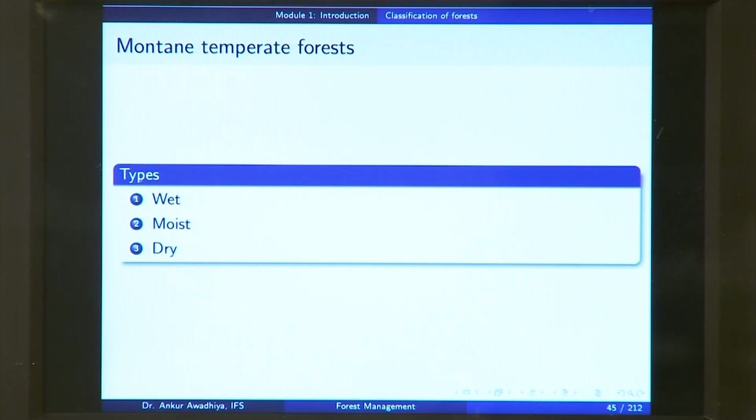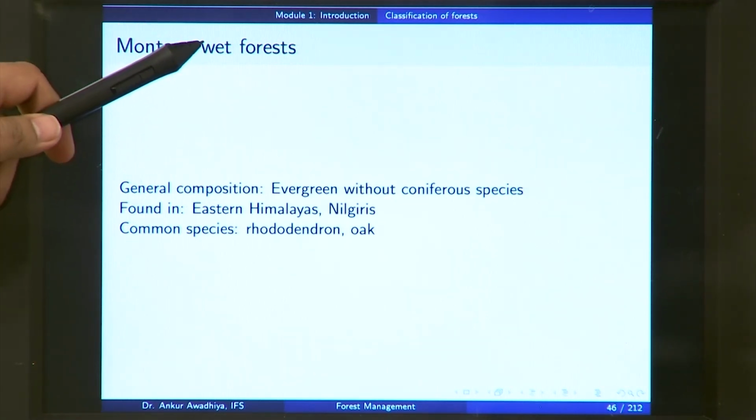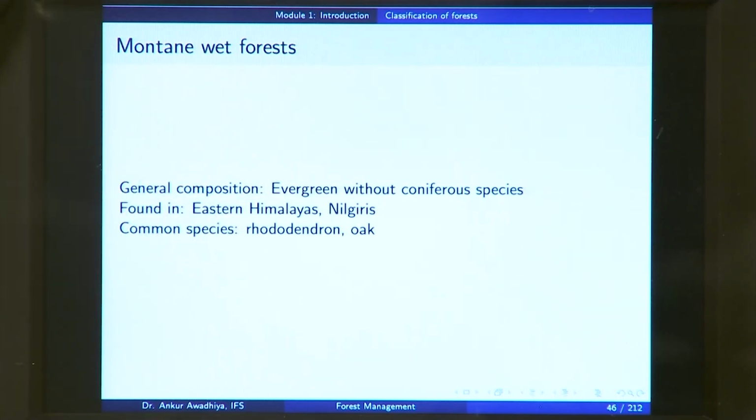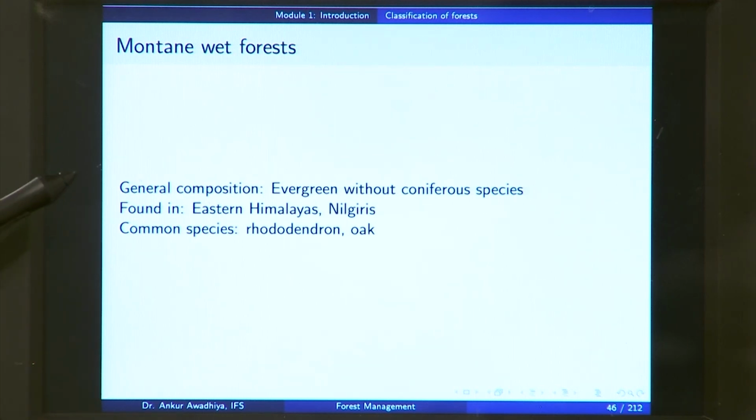So, we find these forests growing in mountainous areas with temperate climates, neither very hot nor very cold, and depending on the rainfall you have either wet or moist or dry vegetation. Now, in the case of montane wet forest, you have a general composition of evergreen without coniferous species. So, a montane wet forest has evergreen because it does not have a cold climate. So, you do not find the coniferous species. These are found in eastern Himalayas and Nilgiris, and the common species include rhododendron and oak.